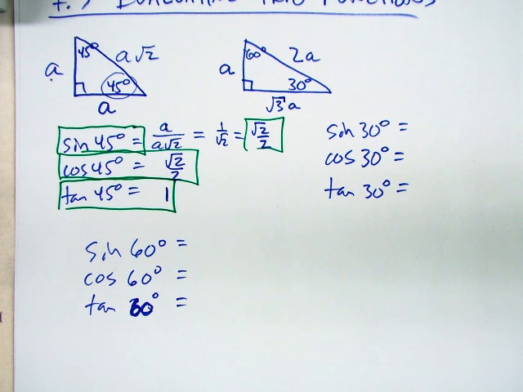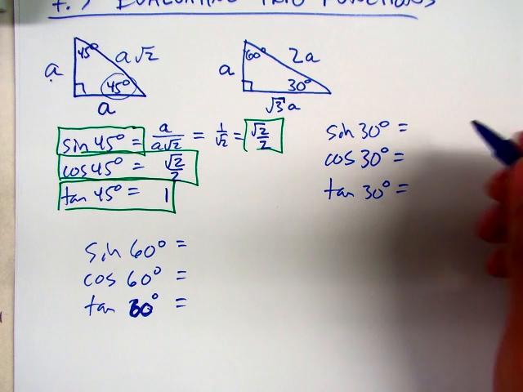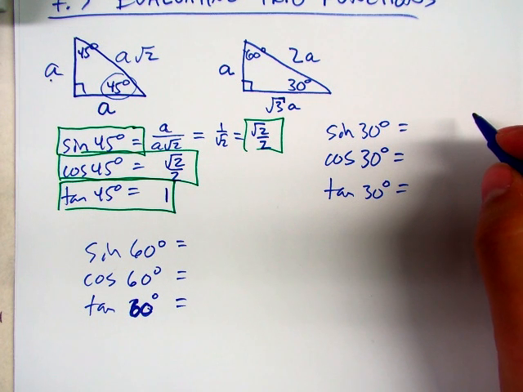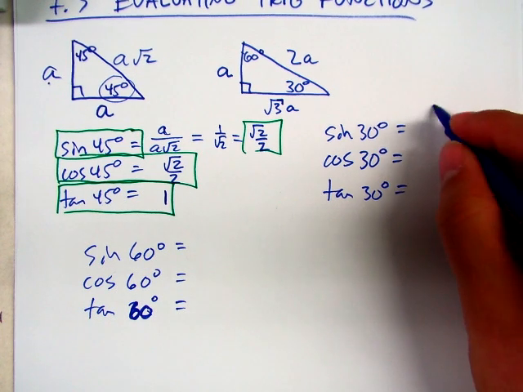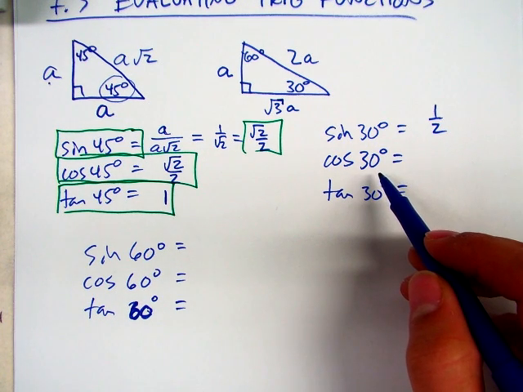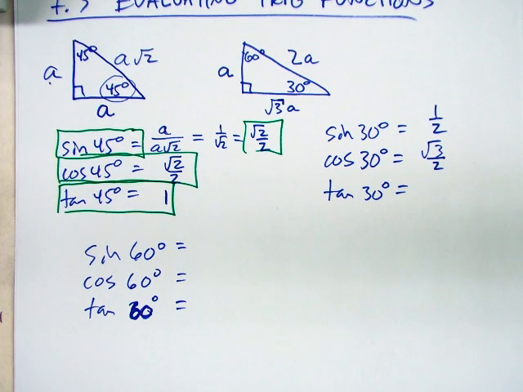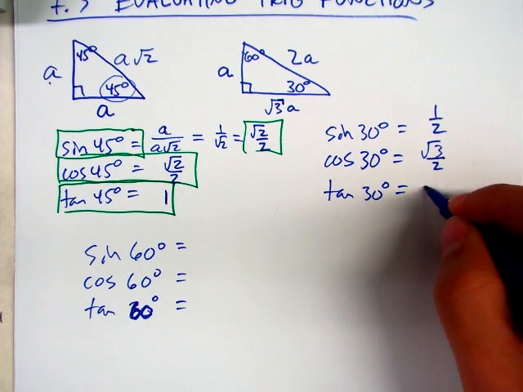Krista, do you have 30s going? What do you have? Sine 30, I put A over 2A. So what's A divided by 2A? Very good. Cosine 30, what did you get? I got root 3 over 2. Very good. And what was tangent 30? Very good.